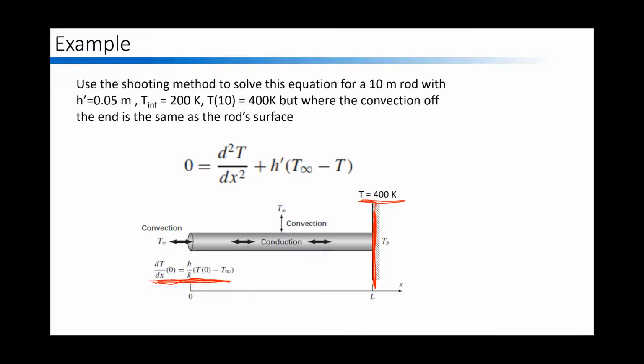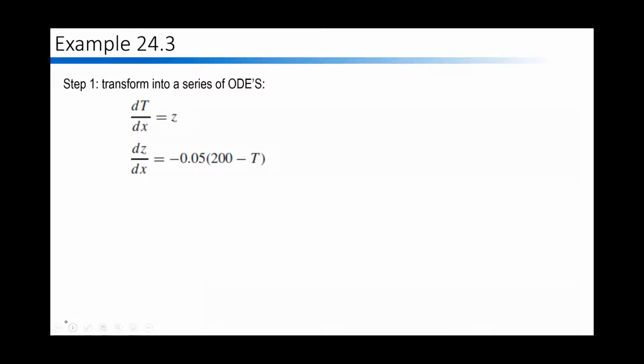Putting this into equation form, that convection off the end tells us that dT/dx is equal to h over k times (T0 minus T infinity). Okay, so now I don't have a single number, right? I have a derivative as one boundary condition, and a distinct value at the other boundary. So it's going to look somewhat similar in that we're going to have our two equations. They're going to be exactly the same as our previous solution.